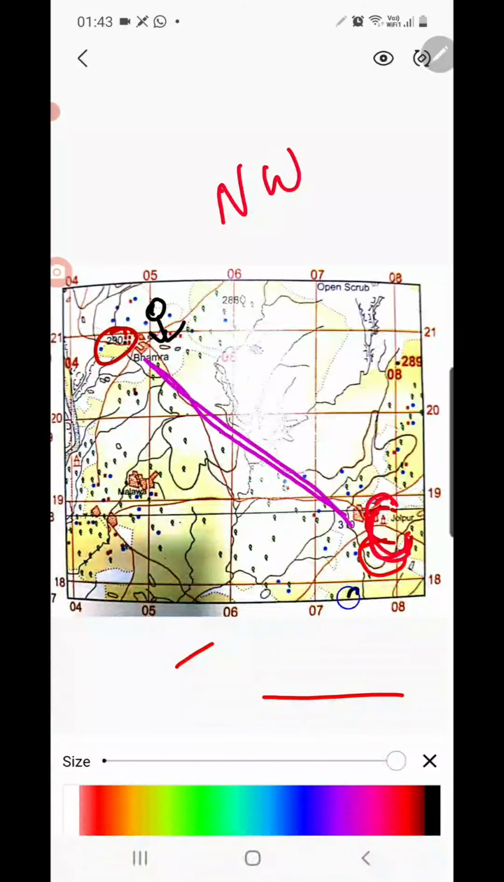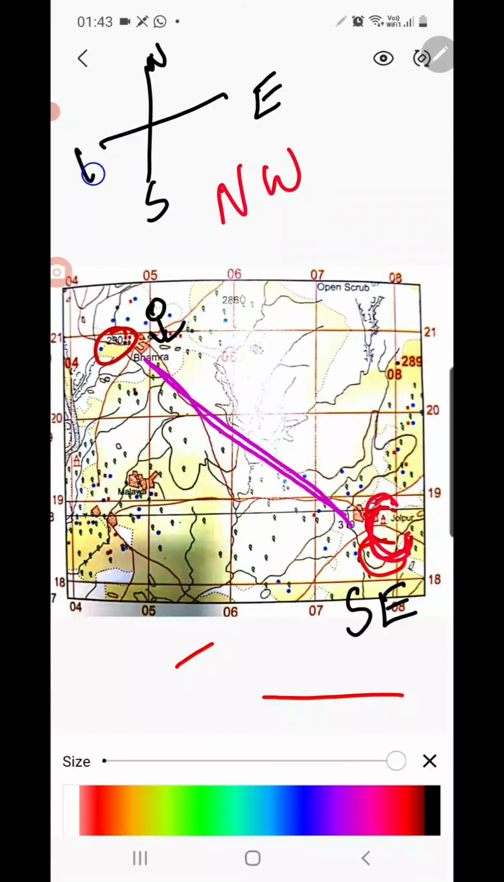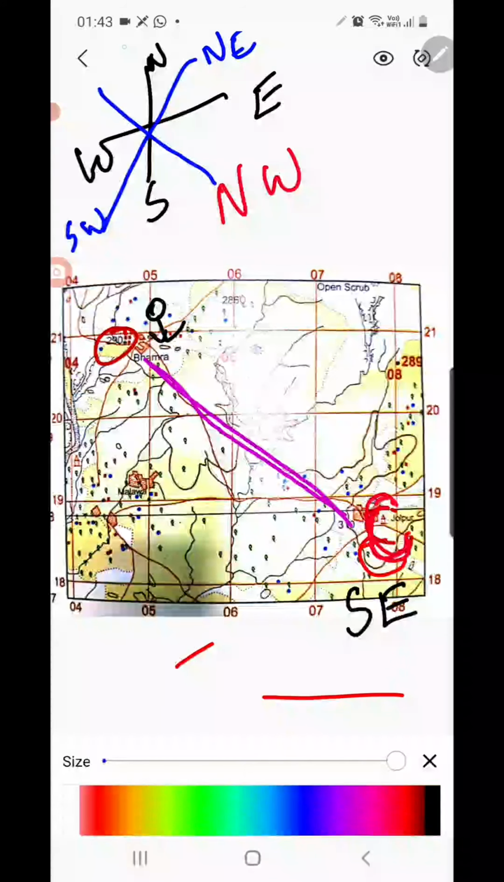How to calculate the direction? This is north, south, east and west. So intermediate directions are there, that also you have learned. Northeast, northwest is there, then southwest, and this is northwest. This is the direction. So you need to learn this direction by heart to identify the direction from the survey map.